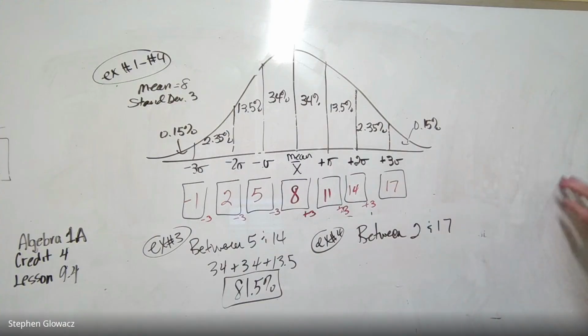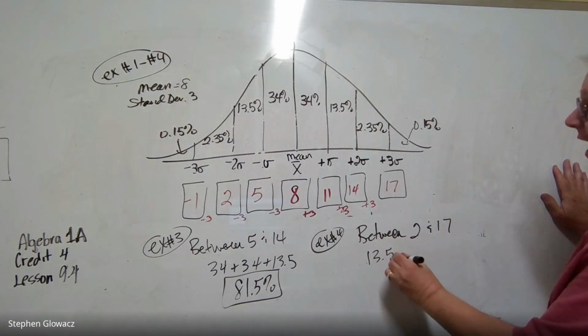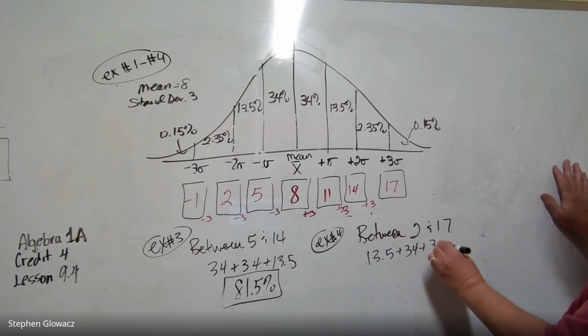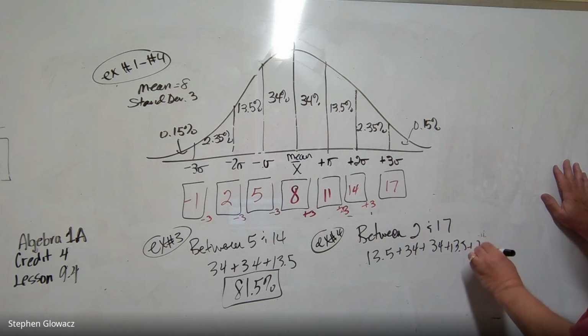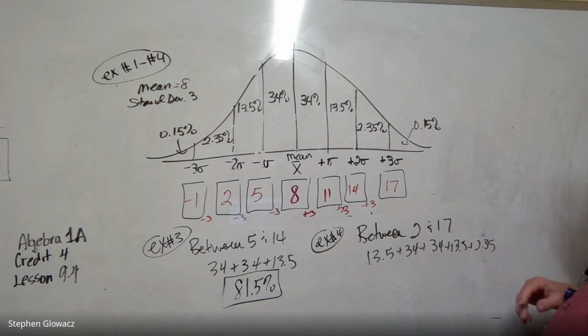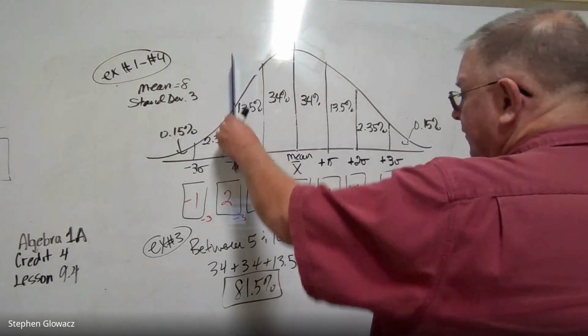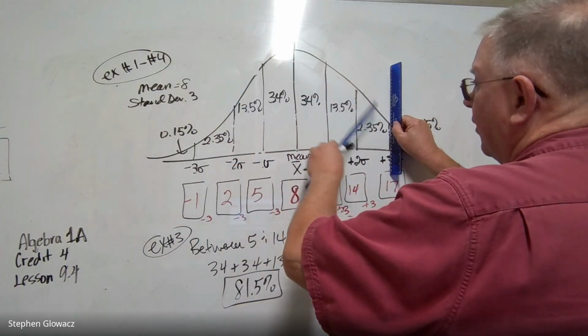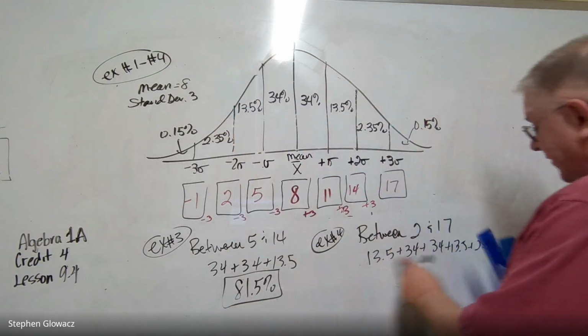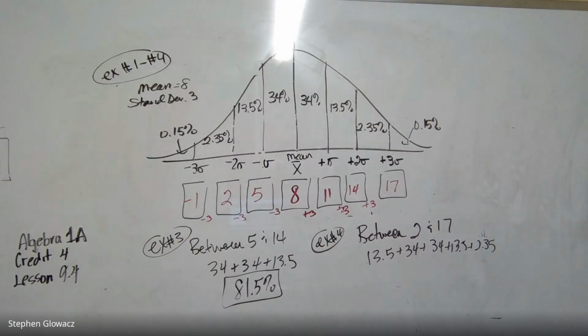So let's go ahead and do that. 13.5, 34, 34, 13.5, and then that 2.35. And again, let's put the rulers up just to remind you what we did there. There's 2, there's 17, and there's all 1, 2, 3, 4, 5 percentages that we added up. And so we add all that up down there.